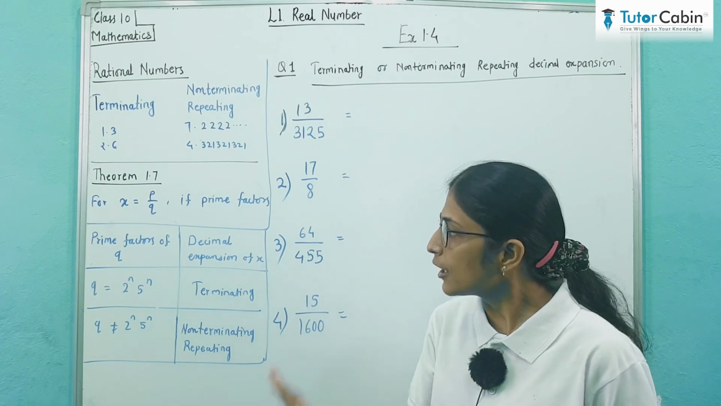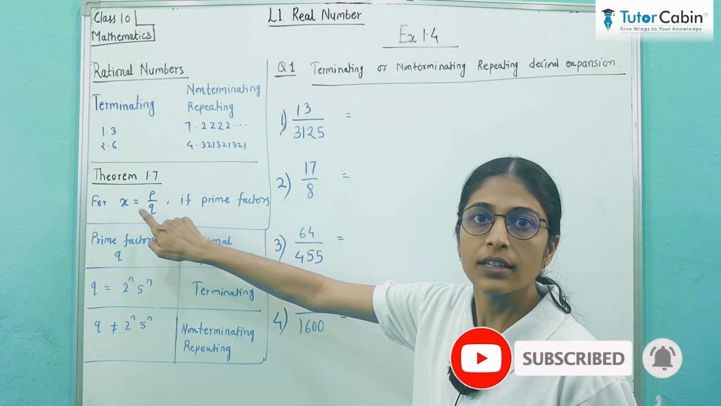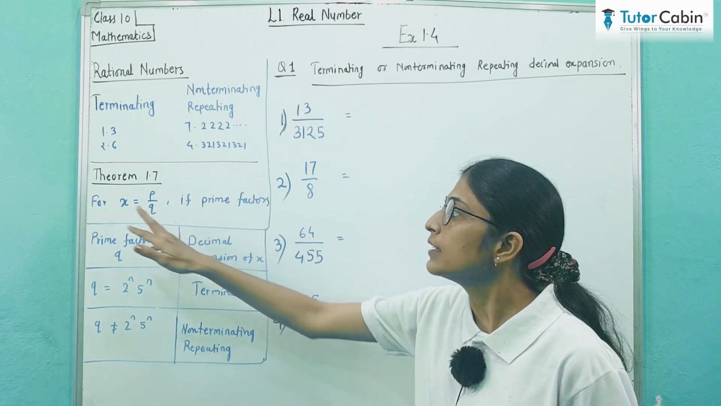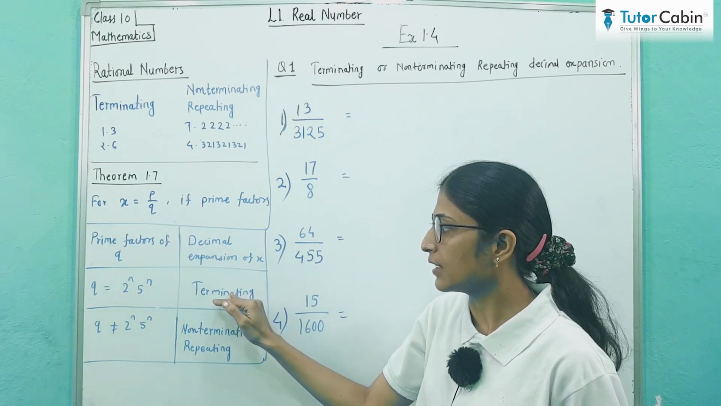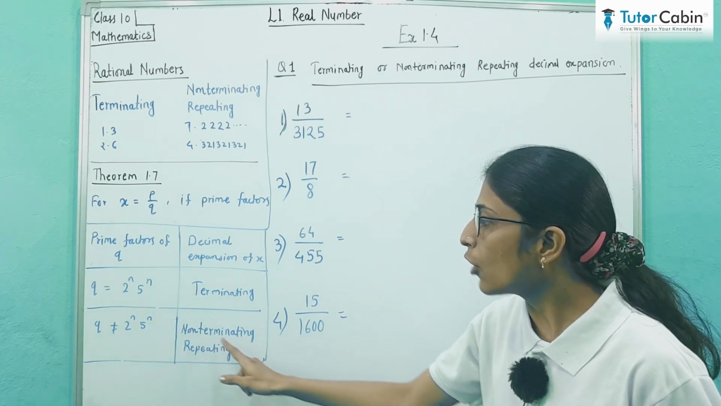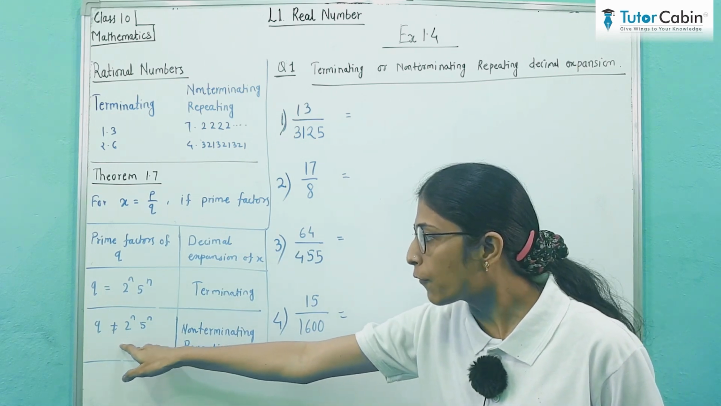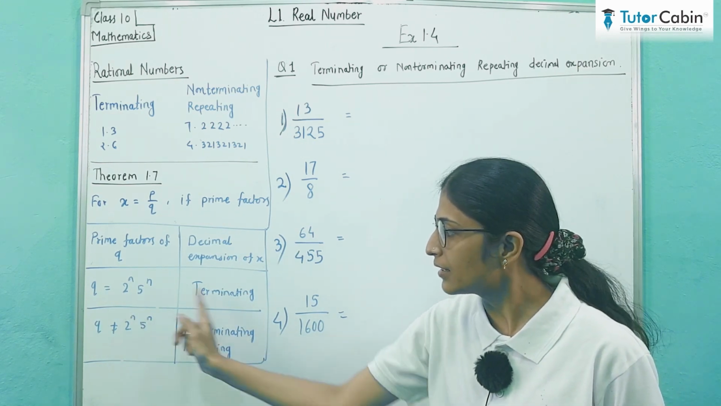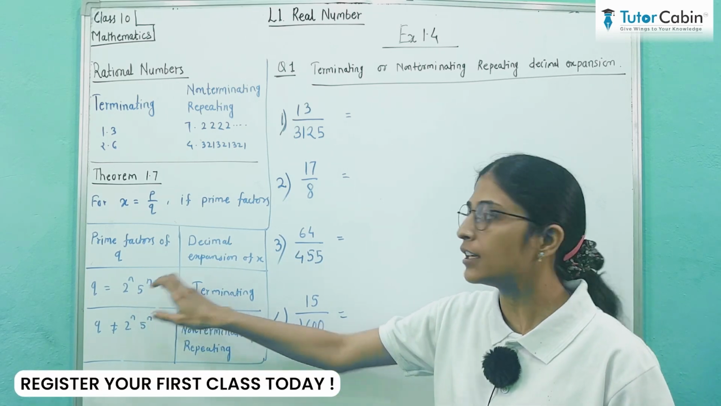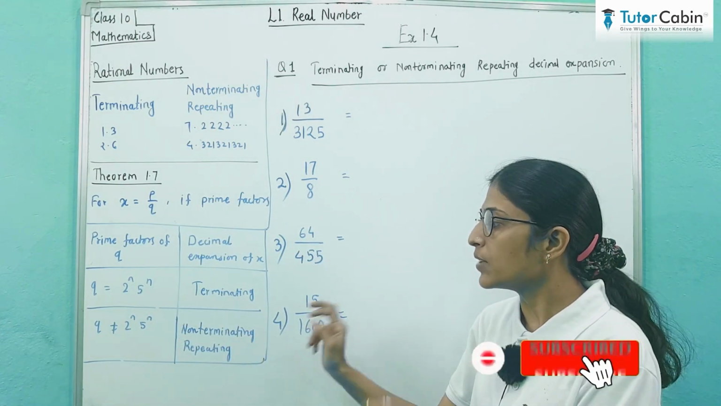What is the rule? If the prime factorization of the denominator is of the form 2 to the power n and 5 to the power m, then the decimal fraction of x will be terminating. And if it is not of the form 2^n 5^m, then it is non-terminating and repeating. Clear? Simple rule. Not of the form, then non-terminating and repeating. Just remember it like this. If it is of the form 2^n 5^m, then it is terminating. If it is not of the form 2^n 5^m, then non-terminating and repeating.